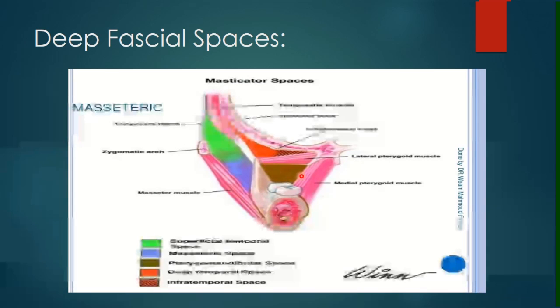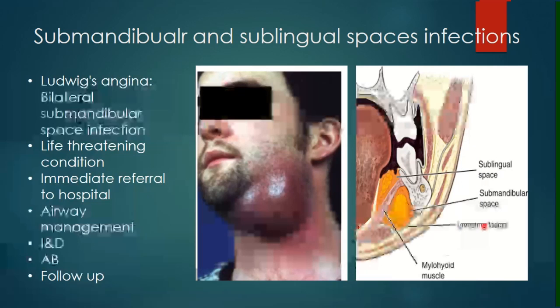But for this side, which is the pterygomandibular space, we're going to have difficulty in swallowing and sometimes breathing. So again, this is a clinical image of a patient with a unilateral infection. Now let's assess the patient at this stage.